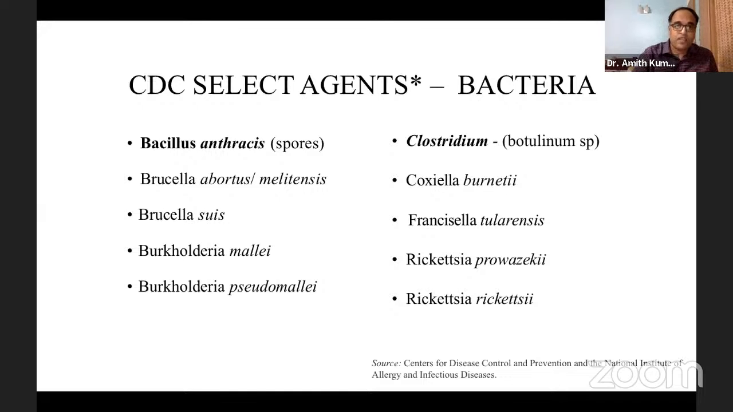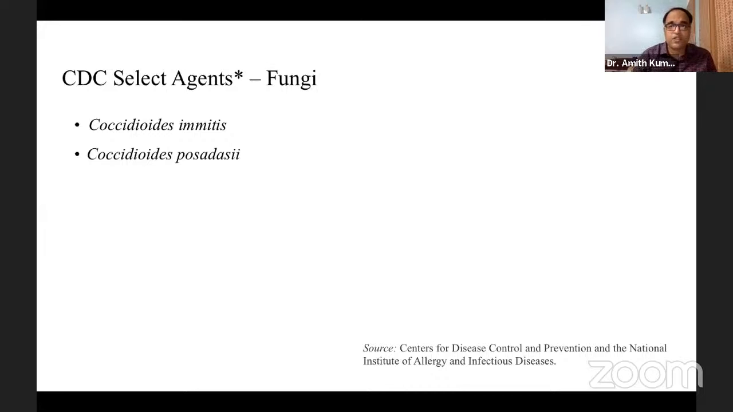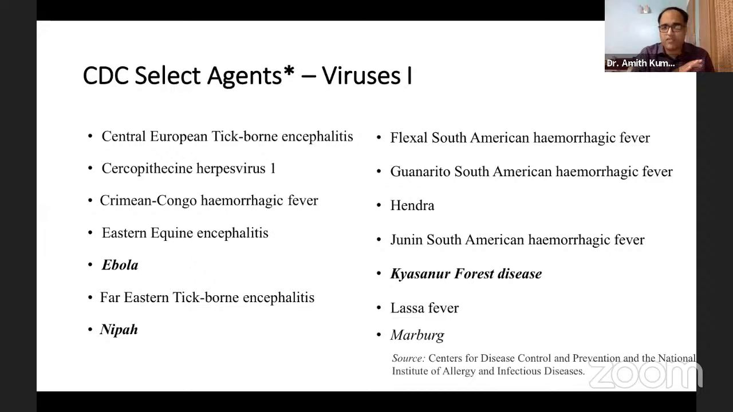Among fungi, it is very difficult to convert them into a bioweapon, so there are very few fungi which can be used as a bioweapon. Coccidioides immitis and the Posaridaceae are the most common ones which may be used. Among viruses, it's a very big number because they can be produced and disseminated easily. The most serious ones are Ebola, which we know there was an outbreak of in Africa, then Nipah, then KFD or Kyasanur forest disease, Lassa fever, and Marburg fever.